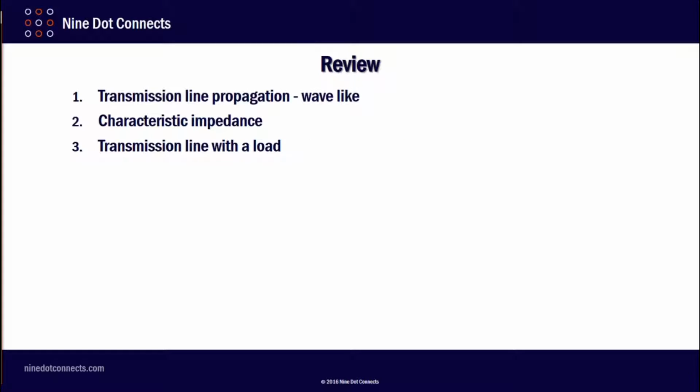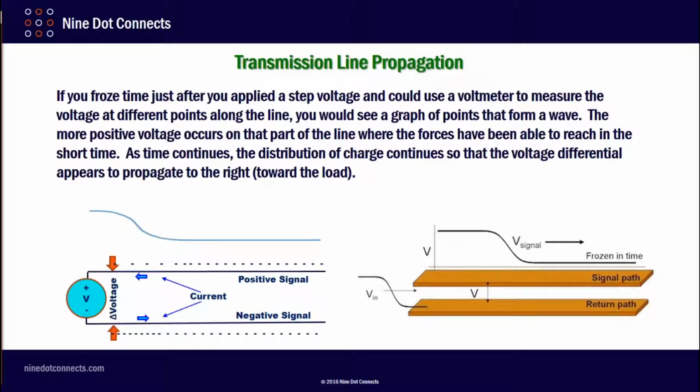Specifically, there were three things that we got from the last webinar. Transmission line propagation, in that it is wave-like. We talked about characteristic impedance, and we talked about a transmission line with a load. For the transmission line propagation, what we did is apply a step voltage, and we froze the circuit for an amount of time, and we talked about it.